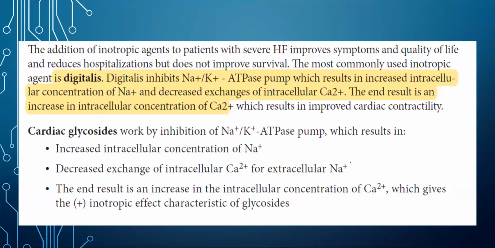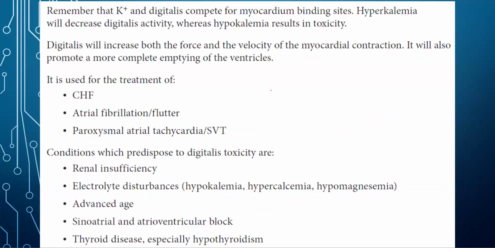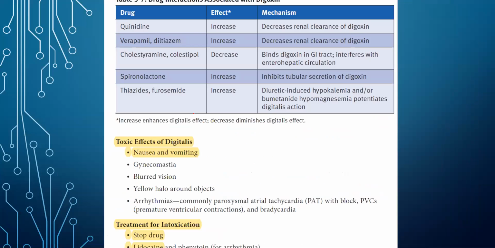Now, sometimes side effects of digoxin come up in the exam. If you start a patient on digoxin, you should be careful about the side effects or toxicity of digoxin because it has a very, very low therapeutic index. So even a small exposure can have a toxic effect of digitalis or digoxin. The most common side effects are nausea, vomiting, gynecomastia, blurring of vision, yellow halo around objects, and it can cause almost every kind of arrhythmia that you can have. But the most common are paroxysmal atrial tachycardia or PVC, which is the premature ventricular complex.